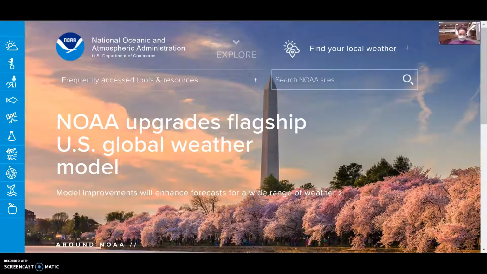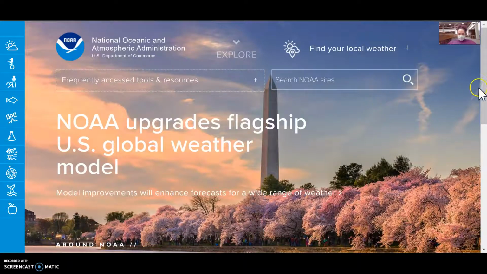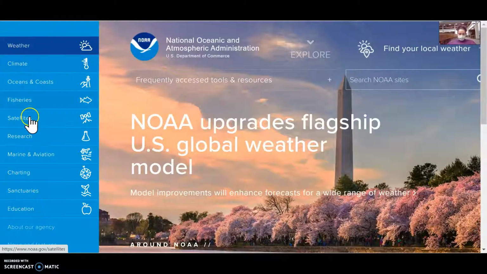Okay, I'm going to be talking about the NOAA website. Here is the homepage that you would get to when you first load it, and as you can see, there's a search box here, and then some frequently used tools and resources that they have available for us. And then if you go over to the left, this is where you really would start to navigate the website. And once you click on one of these specific icons, then it takes you to exactly what you're looking for.